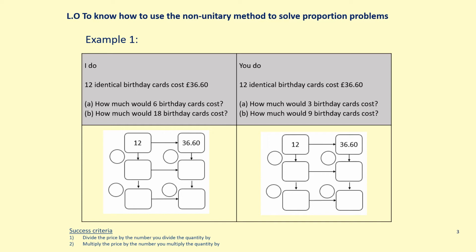Okay, so let's have a look at example 1. And the I do says 12 identical birthday cards cost £36.60. And we've got this little table here which shows it. 12, 36.60. Question A says, how much would 6 birthday cards cost? So 12 birthday cards are £36.60. 6 birthday cards, which is half the amount of birthday cards, are going to be half of the price.